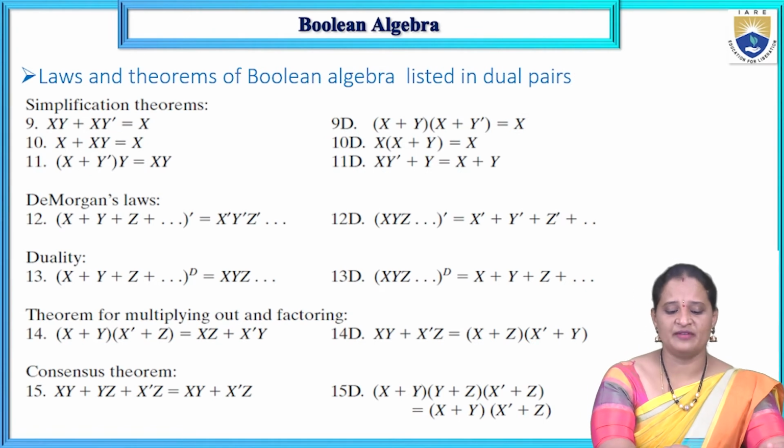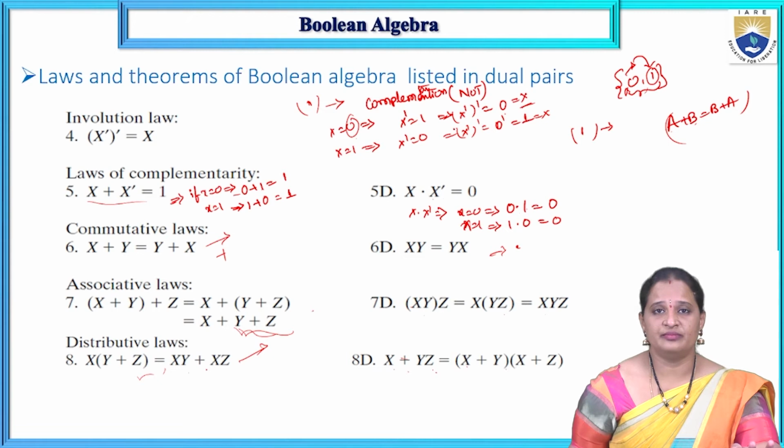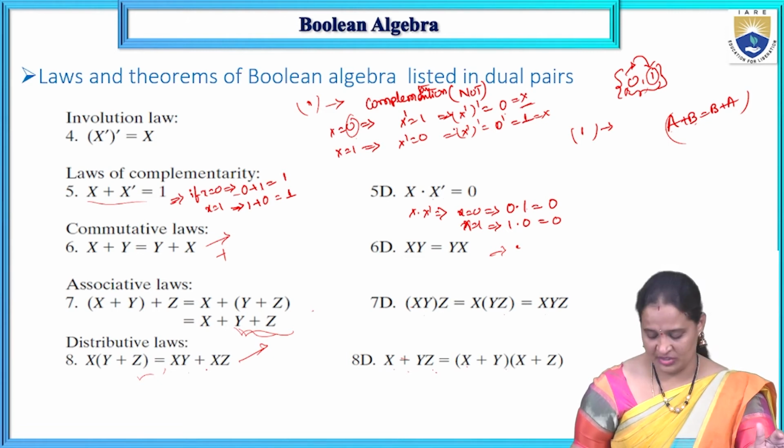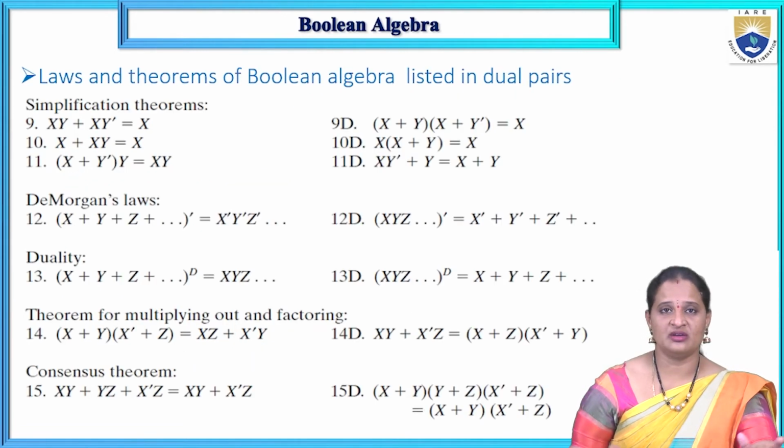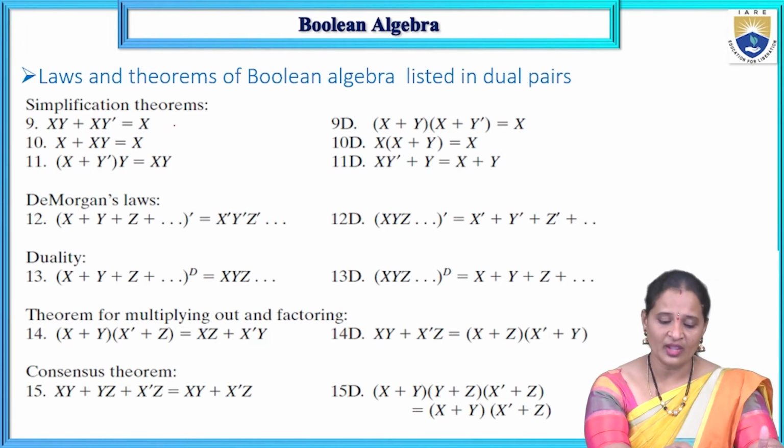And some simplification theorems we have here. Till now, these are all the basic laws of Boolean Algebra. Now we are going for the theorems here. So xy plus xy complement is equal to x. And similarly, x plus xy is equal to x.